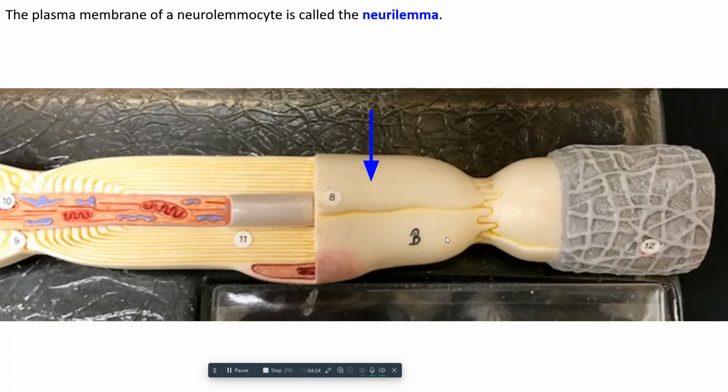The outer surface of the plasma membrane of the neurolemmocyte is called the neurilemma. Lemma means husk or covering, so the covering of the axon is the axolemma, and the covering of the neurolemmocyte is the neurilemma. Now, what we also see here is the layer of loose connective tissue that wraps around the Schwann cell, and that layer of loose connective tissue is called the endoneurium.